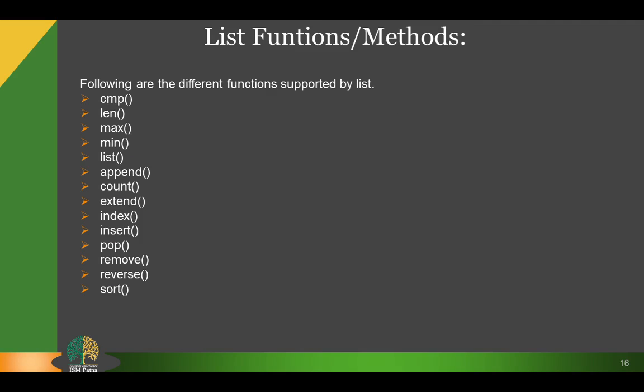Now moving to the next topic, that is functions and methods supported by Python. There are different methods supported by Python. All these are built-in functions. cmp is used for comparing, len is used for finding the length, max is used to find the maximum element from the list, min is used to find the minimum element from the list, and list is used to convert your tuple data type or any other data type into a list.